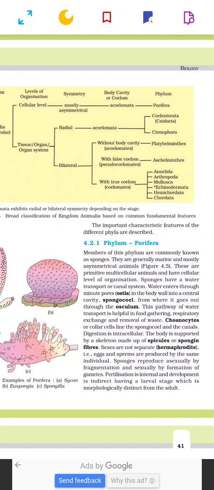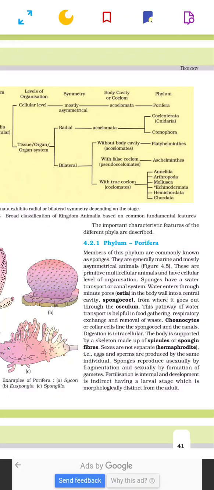Sponges have a water transport or canal system. Water enters through minute pores, ostia, in the body wall into a central cavity, spongocoel, from where it goes out through the osculum. This pathway of water transport is helpful in food gathering, respiratory exchange, and removal of waste. Choanocytes or collar cells line the spongocoel and the canals. Digestion is intracellular. The body is supported by a skeleton made up of spicules or spongin fibers.